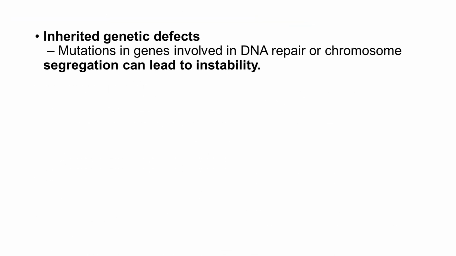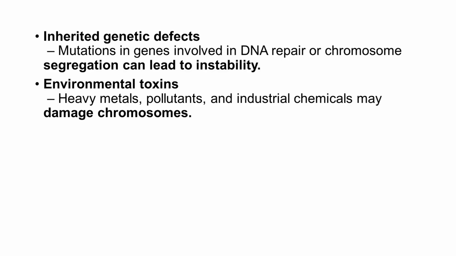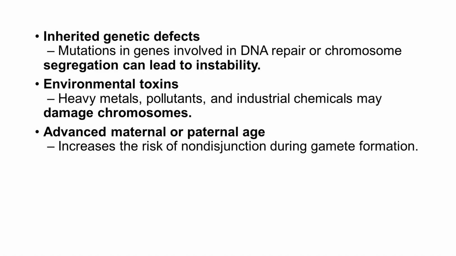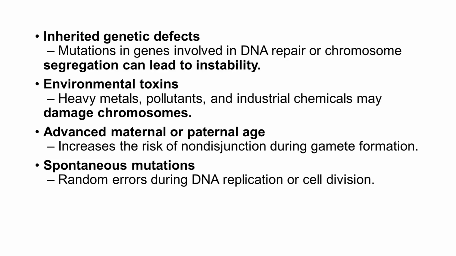Inherited genetic defects: mutations in genes involved in DNA repair or chromosome segregation can lead to instability. Environmental toxins: heavy metals, pollutants, and industrial chemicals may damage chromosomes. Advanced maternal or paternal age increases the risk of non-disjunction during gamete formation. Spontaneous mutations: random errors during DNA replication or cell division.